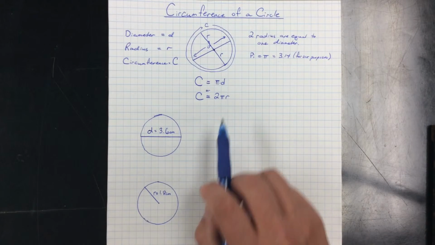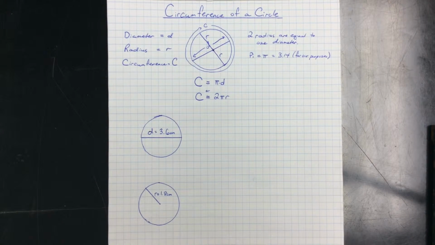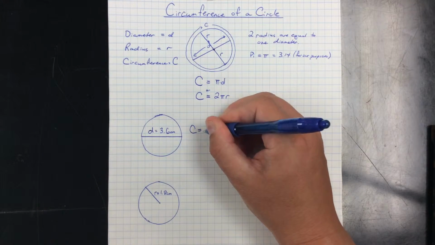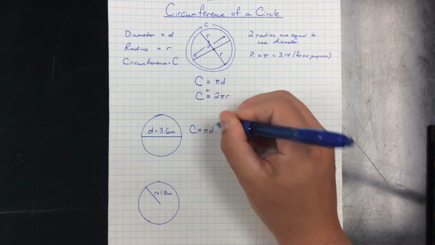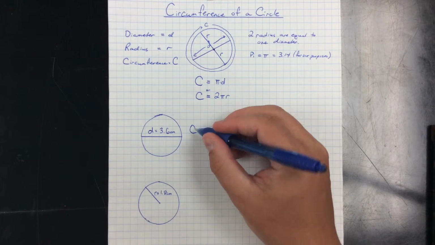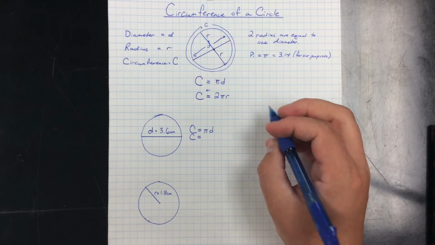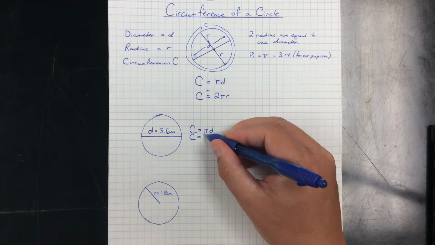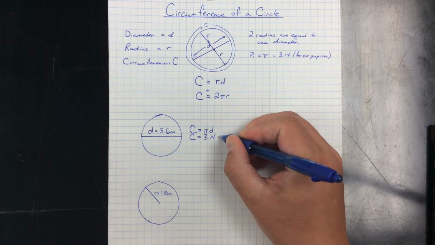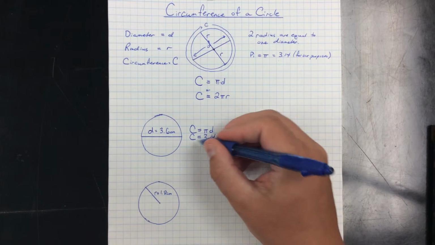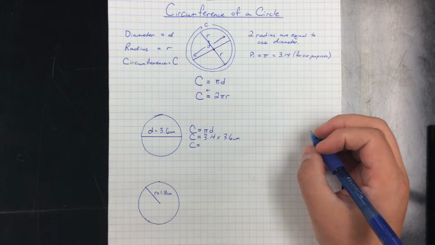So we're going to do two calculations here. We're going to use each of these formulas, and we're going to start with circumference is equal to pi times the diameter. I'm going to start by writing the formula each time. I know that pi is my constant of 3.14. And I'm going to multiply by the diameter of 3.6 centimeters to calculate my perimeter, my circumference.